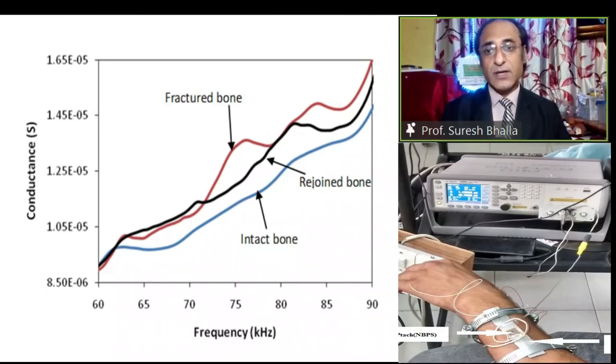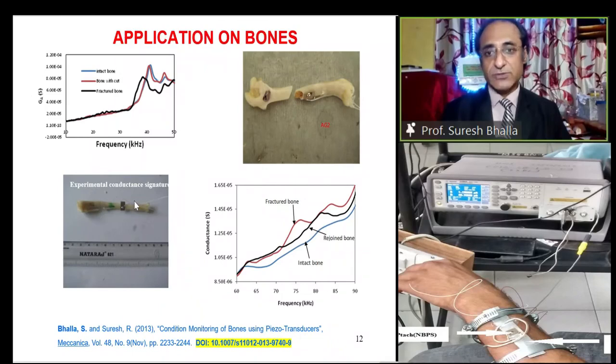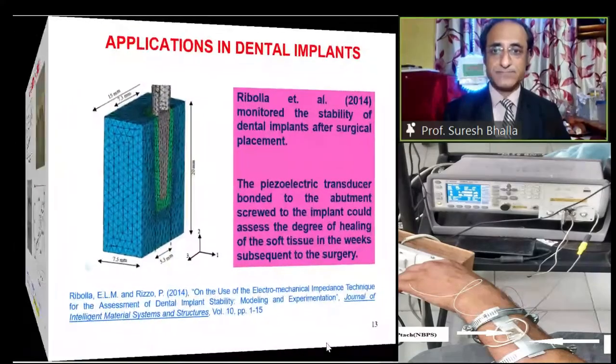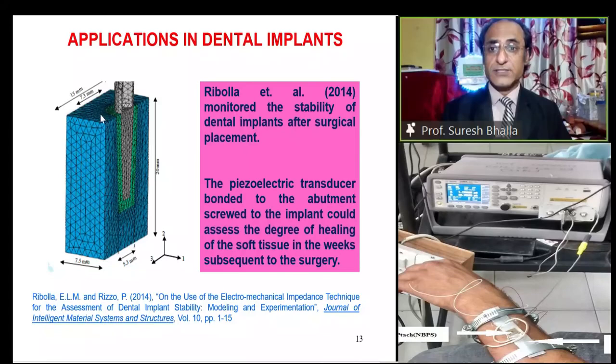But then how do we bond the piezo patch on the bone? That is impractical. Similarly, studies have been done by this group of faculty members. Ribola was the researcher, and Rizzo is the faculty member at Georgia Tech in the USA, and they applied it for dental implant healing monitoring.